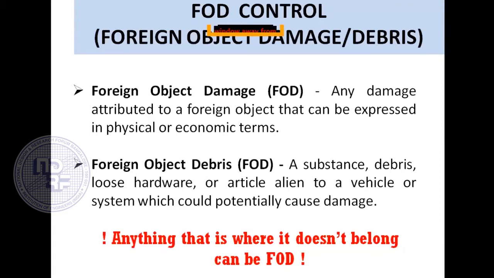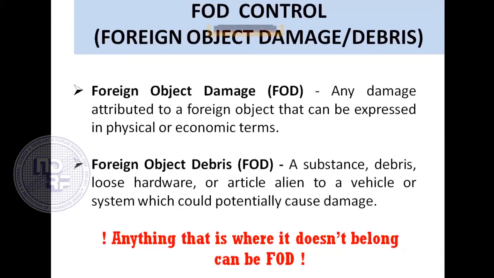So, what is a foreign object? Such objects which are there in the aircraft which are not supposed to be there are called a foreign object. And this is called FOD. The word FOD means two things: foreign object damage or foreign object debris.